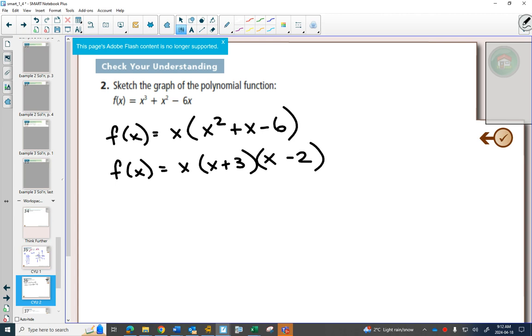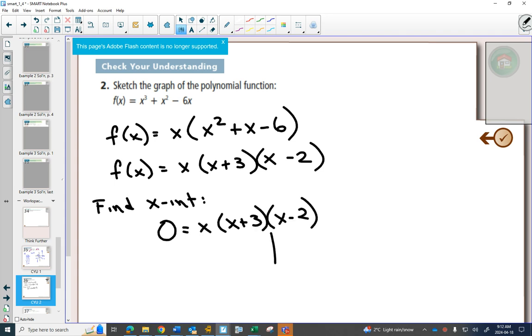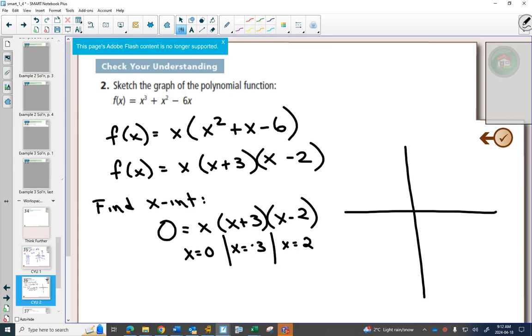And if it's factored, anytime it's factored, you can find x-intercepts. How do we find x-intercepts? We plug in 0 for y. And if we plug in 0 for y and it's factored, those are the three numbers that would make it equal to 0. Okay.